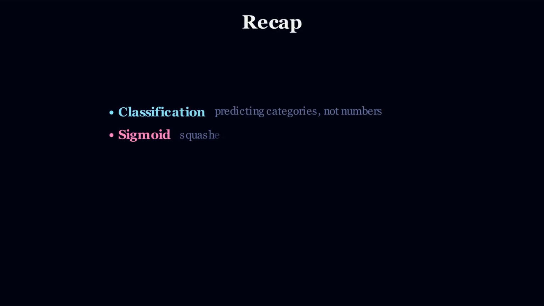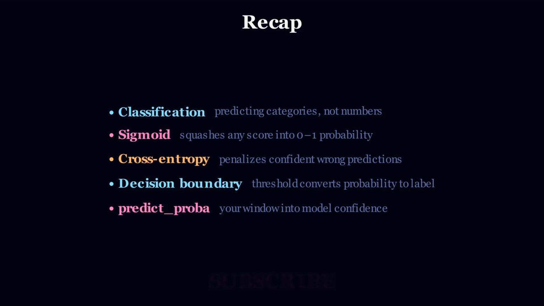Let's lock in what we covered. Classification, predicting categories, not numbers. Sigmoid squashes any score into a 0 to 1 probability. Cross-entropy penalizes confident wrong predictions hard. Decision boundary, the threshold that converts probability to a label. Predict_proba, your window into model confidence.